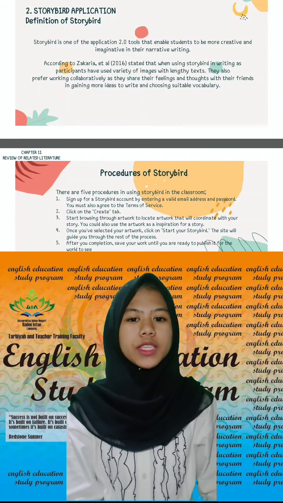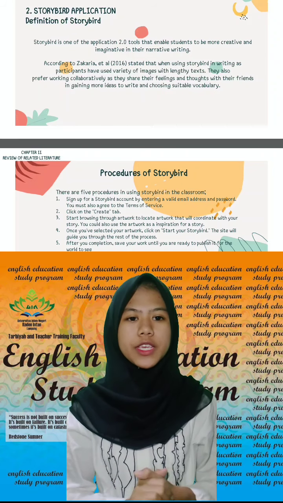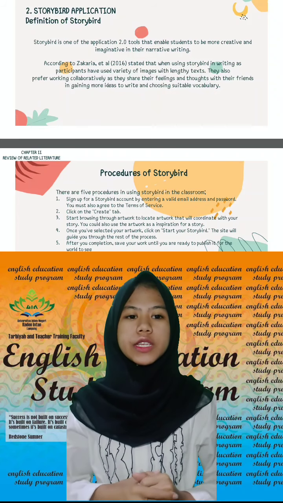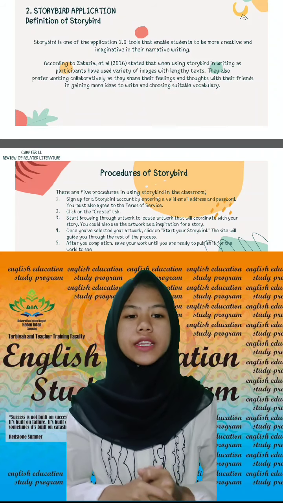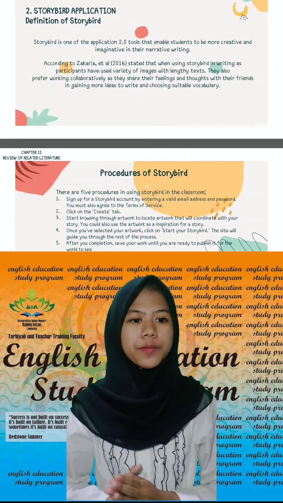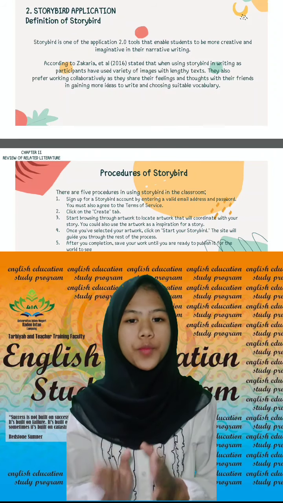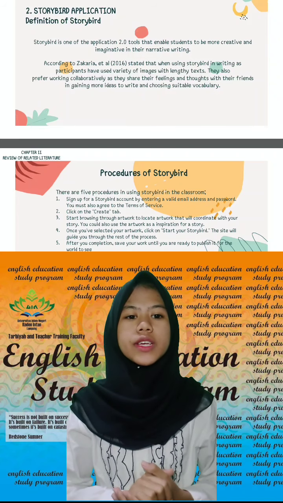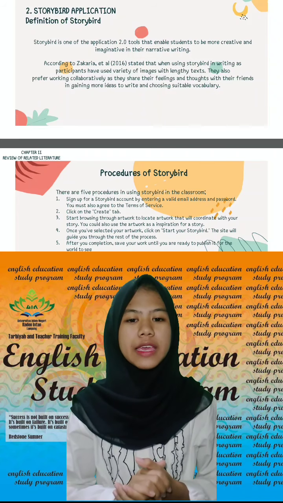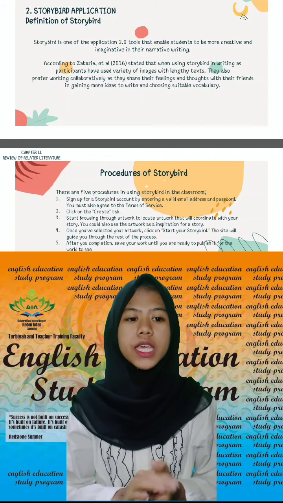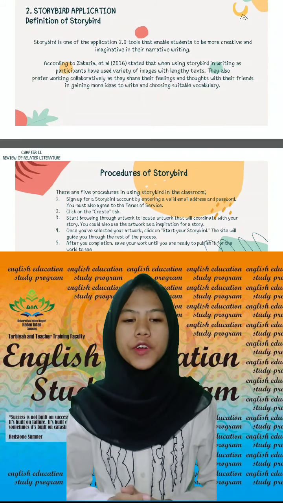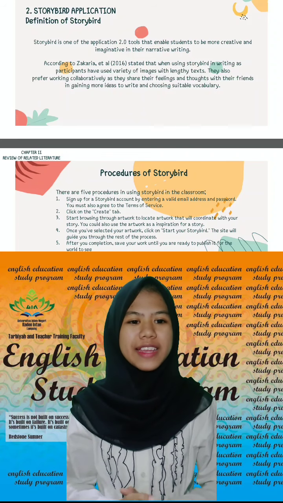So next I would like to explain about the Storybird application. The first is the definition. Storybird is a new way to collaborate and be creative at the same time. It offers a lot of opportunities to start a narrative writing process. According to Giacomin in 2015, he recommends the use of Storybird as one more tool for teaching creative or narrative writing.